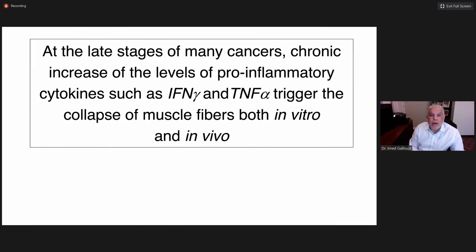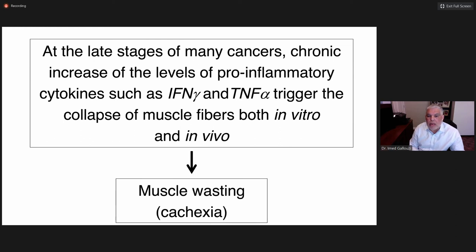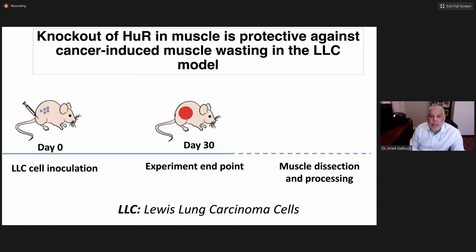And one of the things that trigger cachexia is cytokines. And we showed that HuR plays a role, many years ago, by helping cytokines promote cachexia by stabilizing one of the effector ions. So here, what we did to address our question was a xenograft experiment where we triggered cancer in mice by expressing Lewis lung carcinoma.